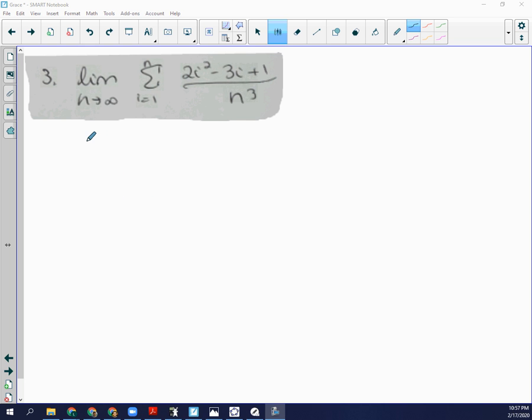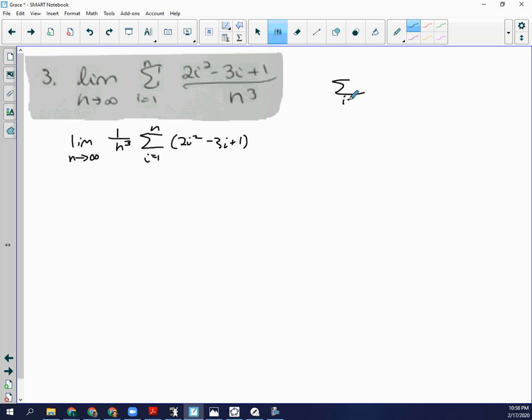Okay, so the trick here is this n is a constant. I is the thing that's varying. So we can pull that 1 over n cubed out in front of the summation. And then we just have 2i squared minus 3i plus 1. And remember, the sum, that's not supposed to be infinity, I'm so used to infinities.